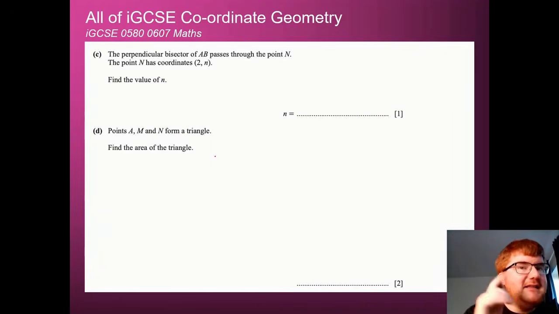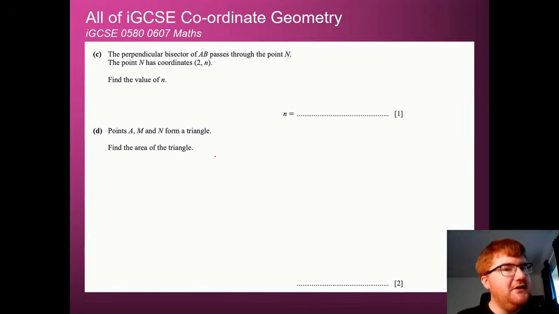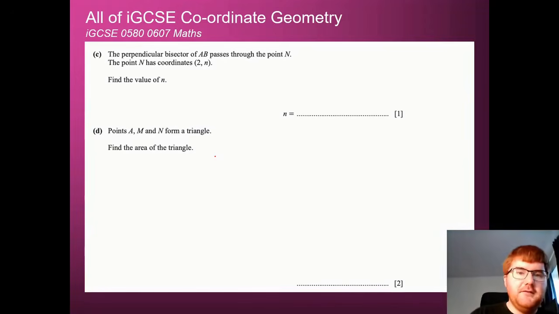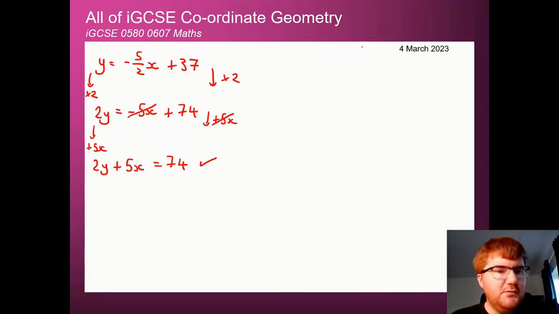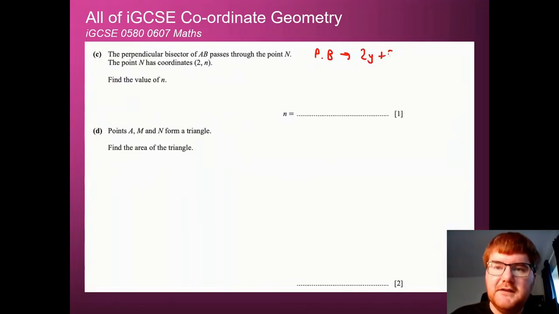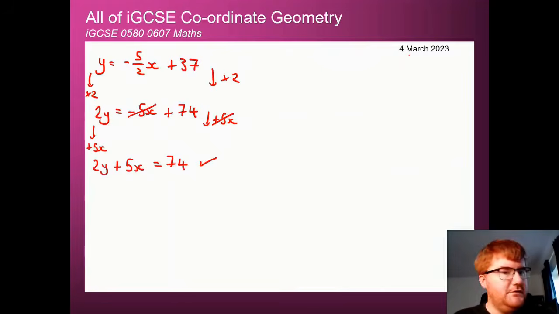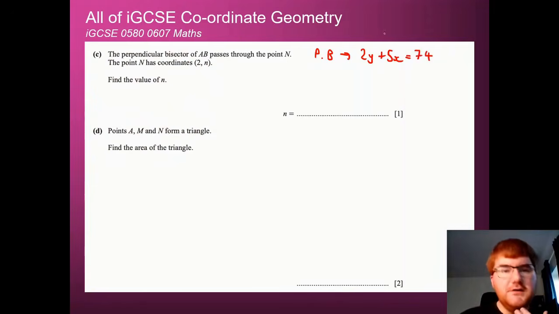And remember, this is a paper 4 question, so it's going to continue as we go through. So just to remind us, the perpendicular bisector, so I'm going to put PB, is what we just worked out. So 2y plus 5x is equal to 74. Super. So the perpendicular bisector of AB passes through the point N. The point N has the coordinates 2, n. Find the value of n.